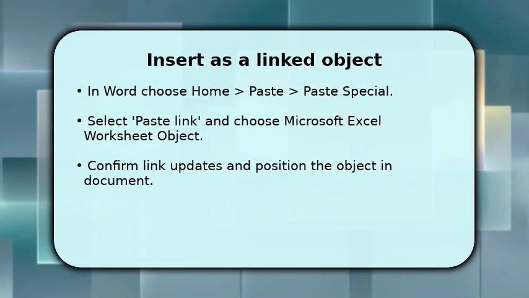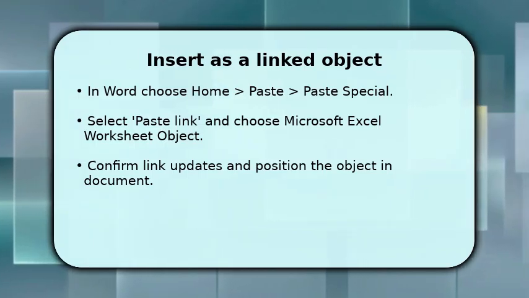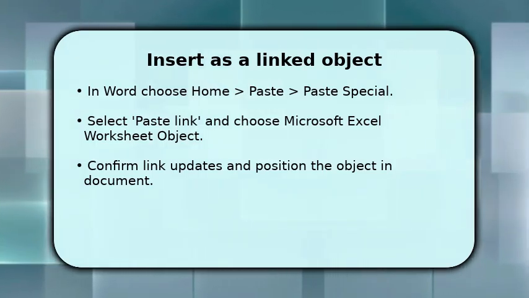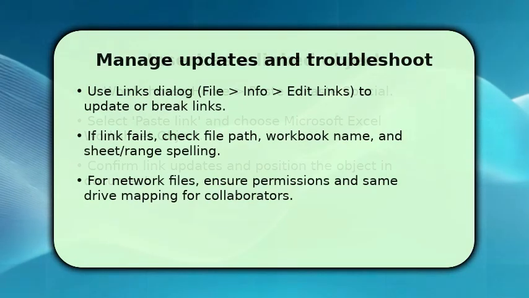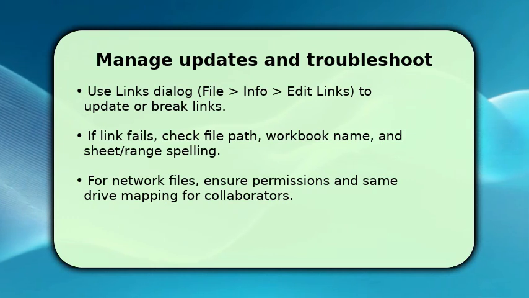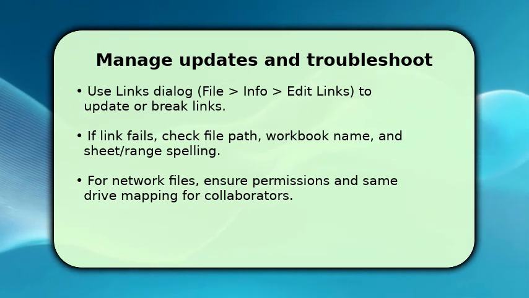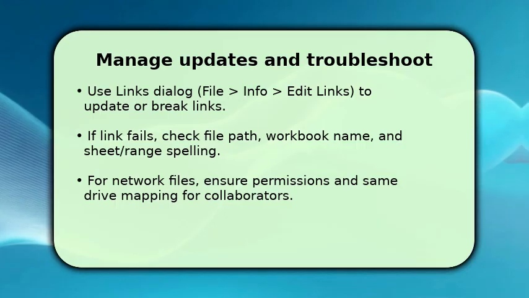If it's a range, you can double-click to edit source formatting. Once set, save both files to lock the link and maintain the path for automatic updates. To finish, control how Word updates linked data. Go to File, Info, Edit Links to update, change source, or break the connection.